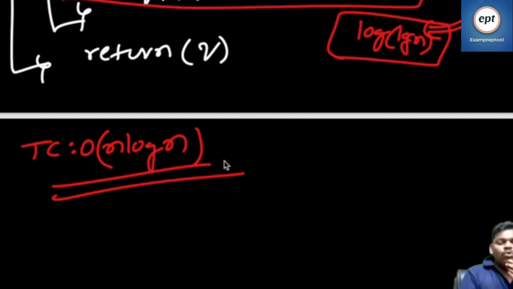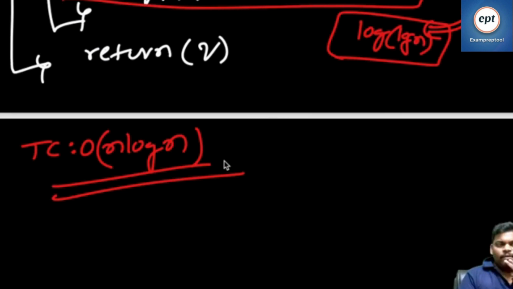So the inner loop, the first one, takes log n time. Every time p will increment by 1. So at the end of the first inner loop, the p value becomes log n.